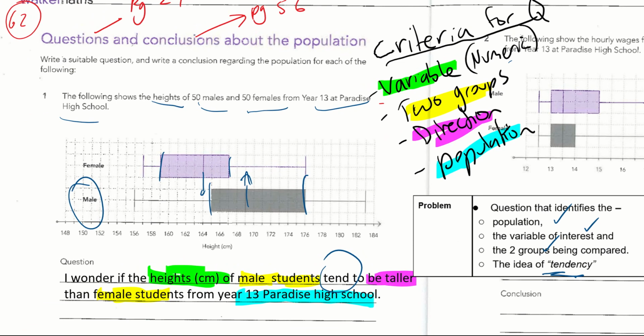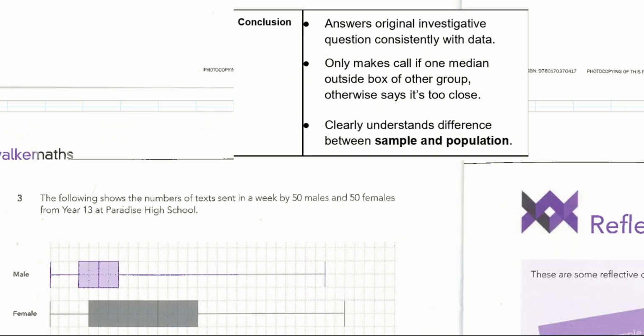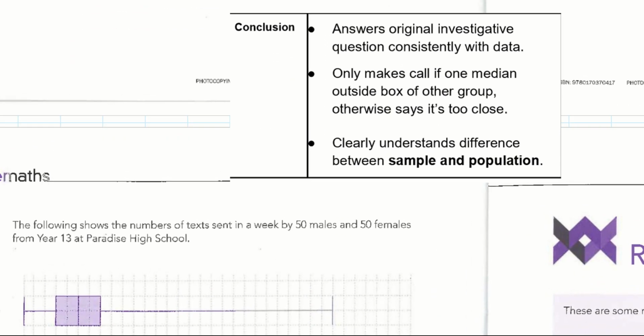And then I need to make a matching conclusion. And in this one, we already know that because the median is outside the middle 50% of the other one, then I can make the call. So let's have a look at the criteria. The criteria says that it answers the original investigative question consistently with the data. So it needs to be the right call. And it only makes the call if one median is outside the box of the other group. Otherwise, you say it's too close to call. And you have to show an understanding that there's a difference between the sample and population.